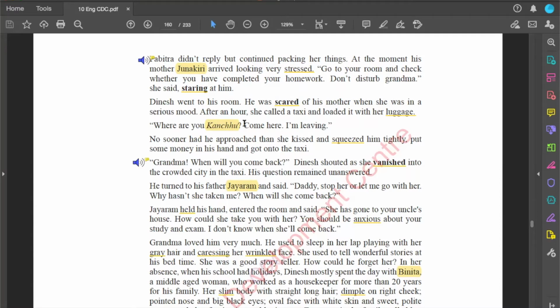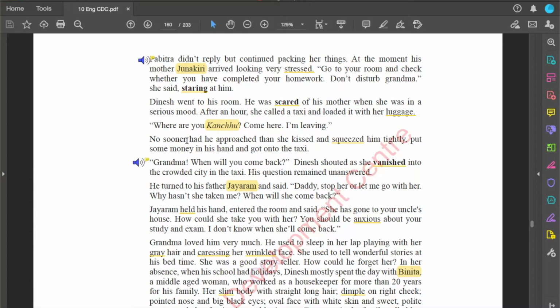After an hour, she called a taxi and loaded it with her luggage. After an hour, a taxi arrived. She called and loaded it with her luggage. It means she was letting her mother-in-law, Pavitra, go to her younger son's house. Where are you, Dinesh? Come here. I am leaving, the grandmother says here.